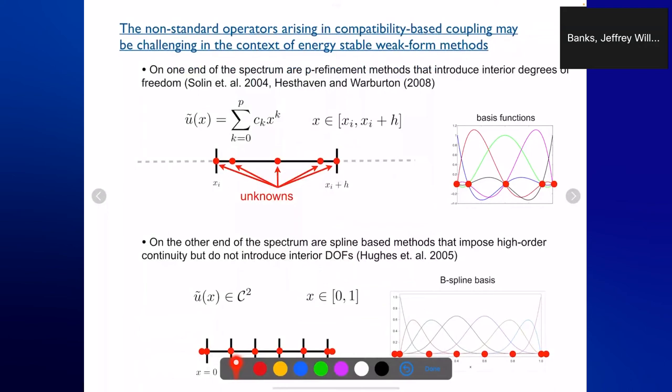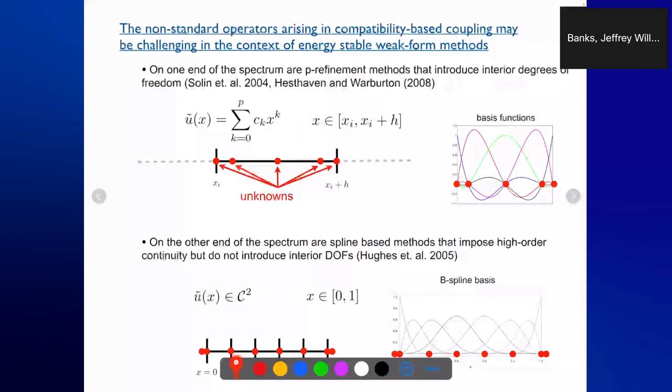And that's where I'm going to make the tie to GD here. These are non-standard operators. They have high derivative terms. And in fact, a lot of times when I get into the details of the algorithms, there are even higher derivative terms: third, fourth, fifth, sixth derivative terms. That's going to be a potential challenge in the context of energy stable weak form methods, think finite element types of methods.